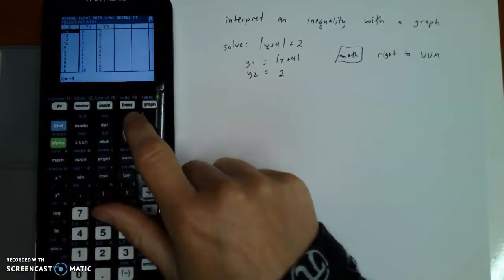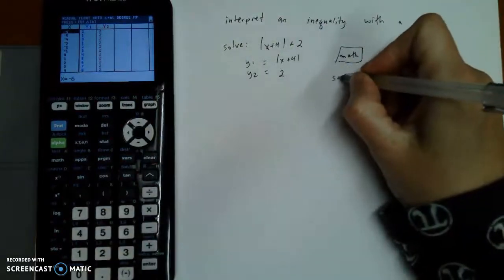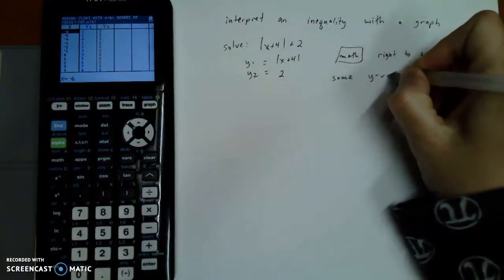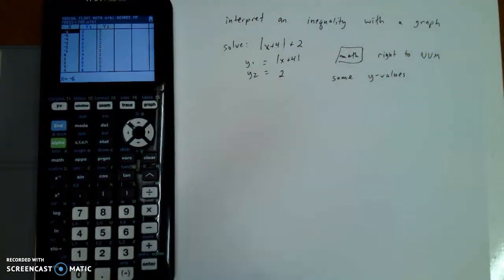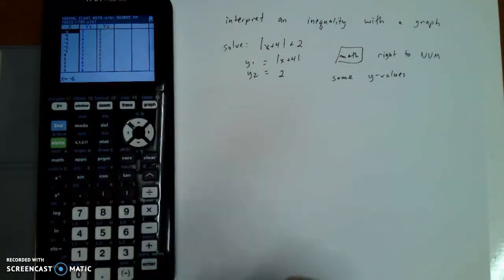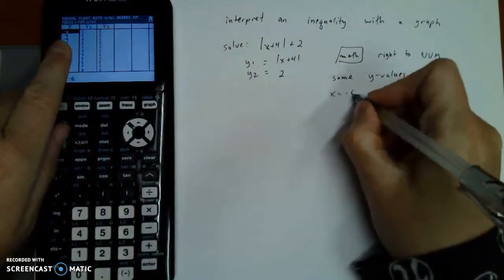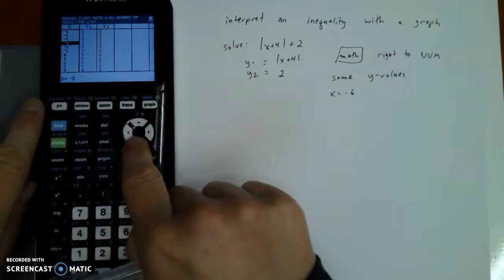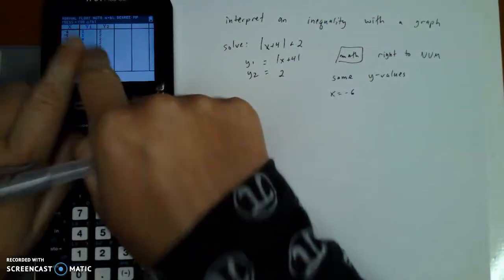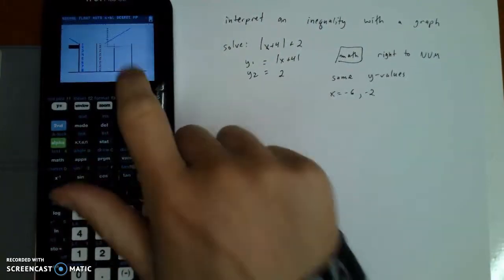And how do I know, using a table, if two graphs are intersecting? What I'm looking for here is the same y values. So as I go down, it doesn't actually matter what those y values are, although obviously the right-hand side is nothing but 2. What matters is that they are the same y values. So if we look, when x is -6, I've got the same y value. And then let's scroll down. At x is -2, similarly, they again have the same y value. That is what I thought using the graph, and that would be how I would interpret that using the table.